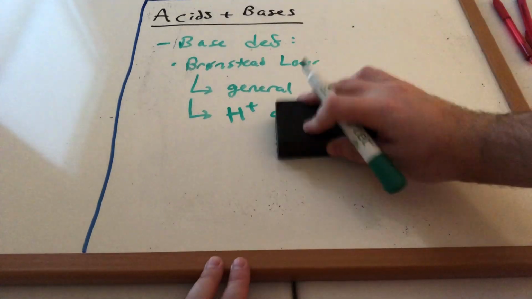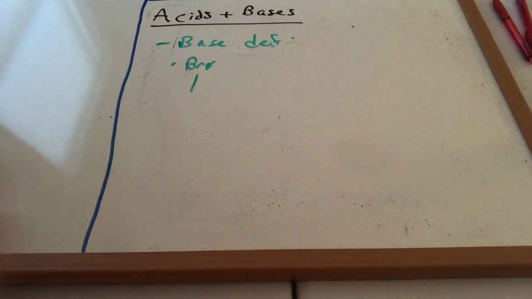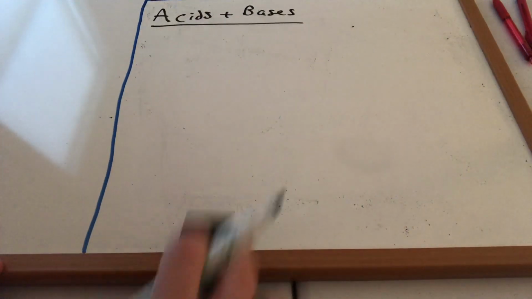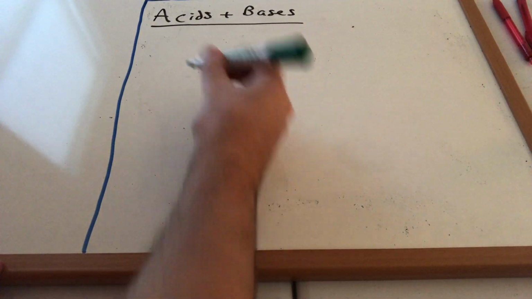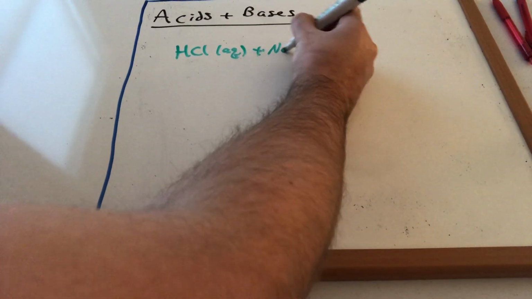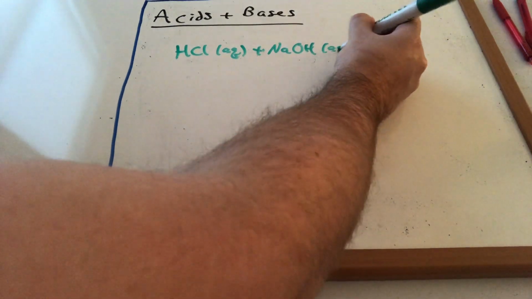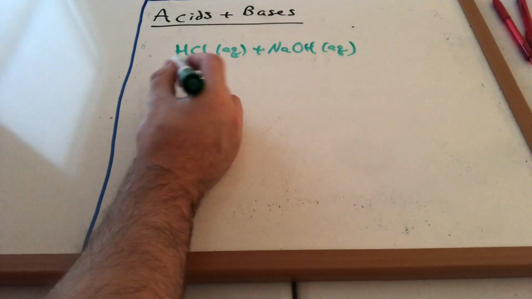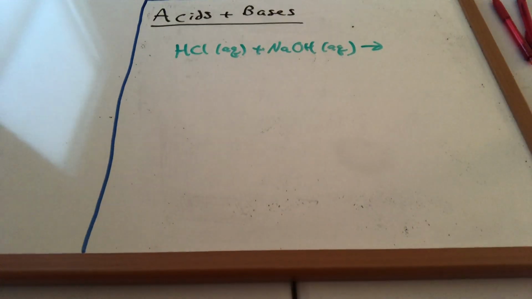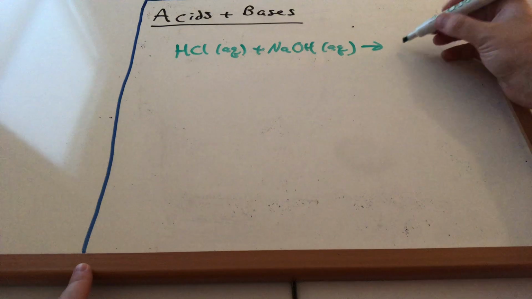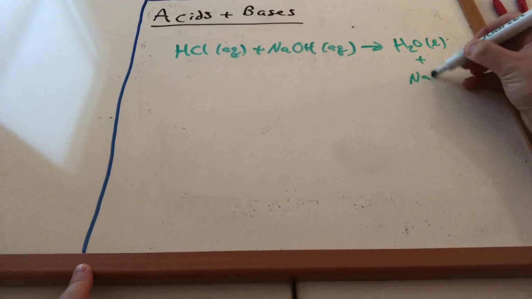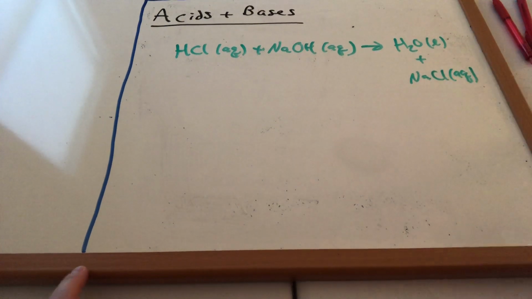Okay, so quick little example. Bronsted-Lowry acids and bases. Let's take a look at something like HCl plus NaOH. We know this reaction from last semester. HCl, hydrochloric acid, plus sodium hydroxide. This gives you, fully with one arrow, and we'll talk about how we can figure it out later, H2O liquid and NaCl aqueous.